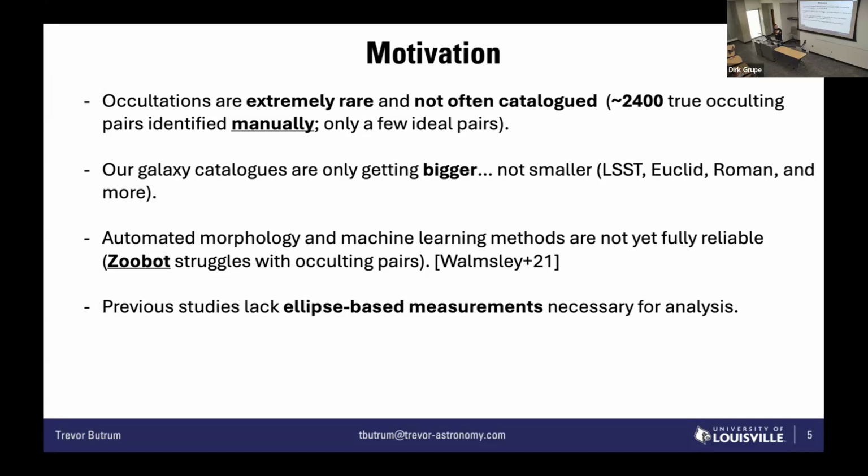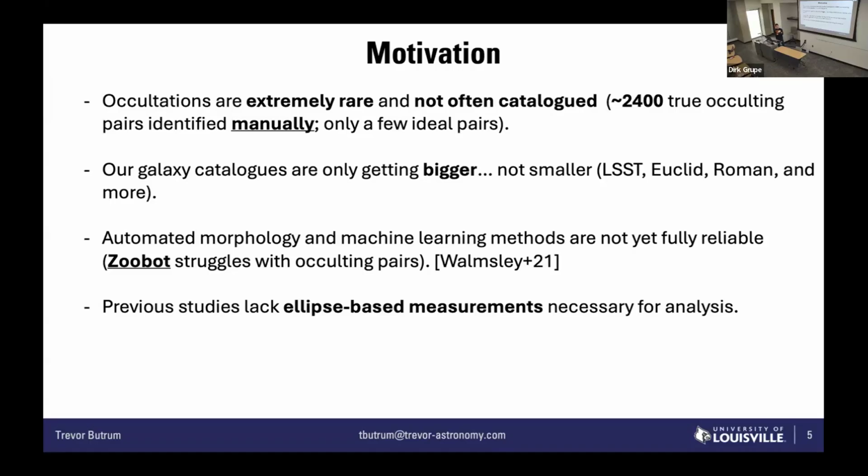But before my work, 2,400 pairs were identified, most of them manually through Galaxy Zoo. Also, our other catalogs are getting bigger and bigger, so we get more and more data, and we can probably find more and more occulting pairs in those. Zoobot, which is with Galaxy Zoo, can't actually classify these pairs. It's not fully reliable yet. I think there's work being done to fix that, but I'm not too sure about that.